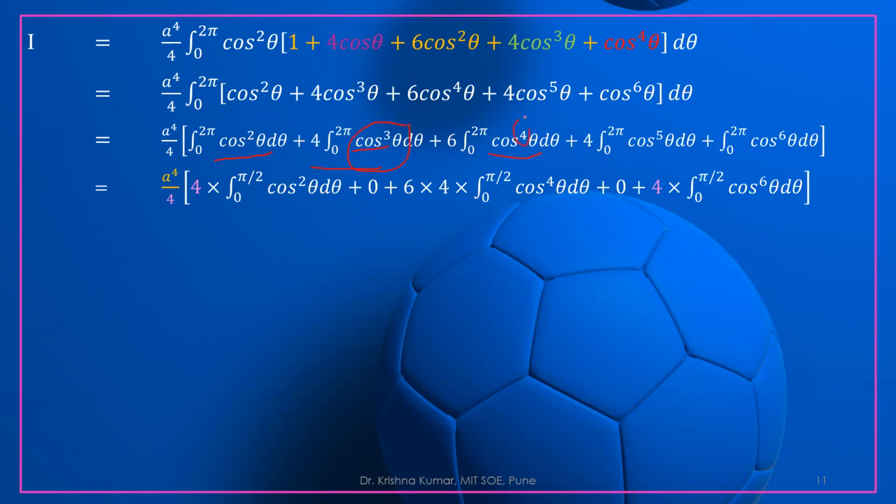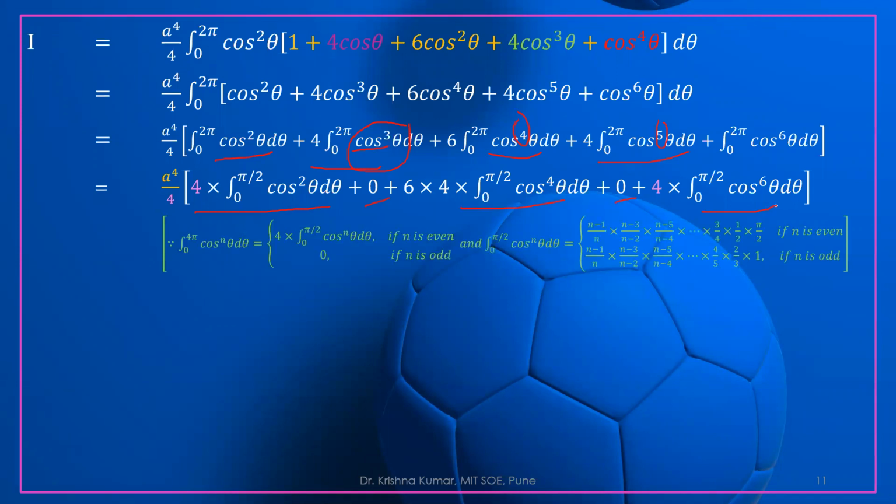Its power is even, so 4 times. Its power is odd, it will become 0. So now just look here, these two terms are 0, and the remaining terms will become 4 times the integral from 0 to pi by 2. After that we can apply the reduction formula.